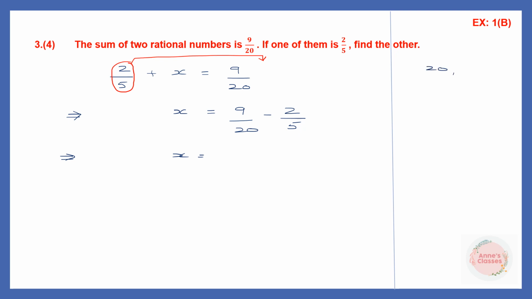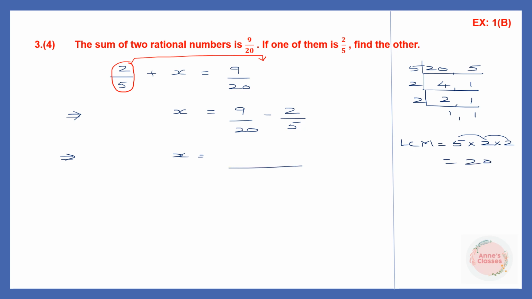So we have to find the LCM of the denominators. Let's use 5 here. 5 4s are 20, 5 1s are 5. Continue with 2. 2 2s are 4. Again you can continue with 2. 2 1s are 2. Now what is your LCM? LCM is 5 into 2 into 2. 5 2s are 10, 10 2s are 20. So here LCM is 20.